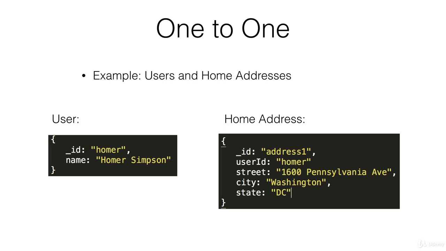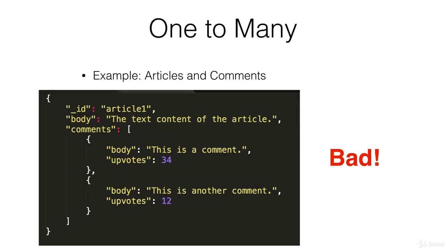So if I, for example, was looking at this user and I want to find his address, I would do db.addresses.find, where user ID is equal to Homer. So that's pretty straightforward, and you don't need to overthink one-to-one relationships. One-to-many relationships become a little more complicated.